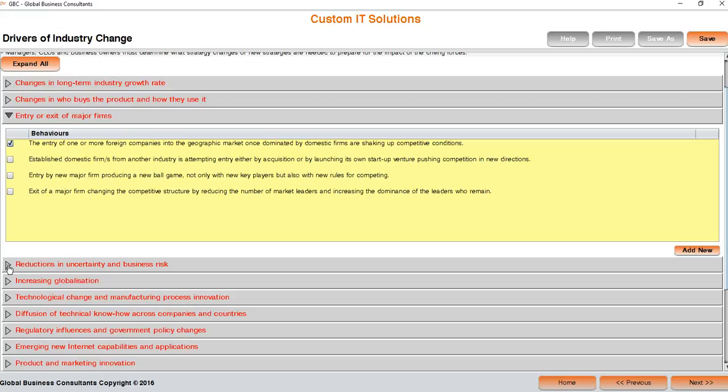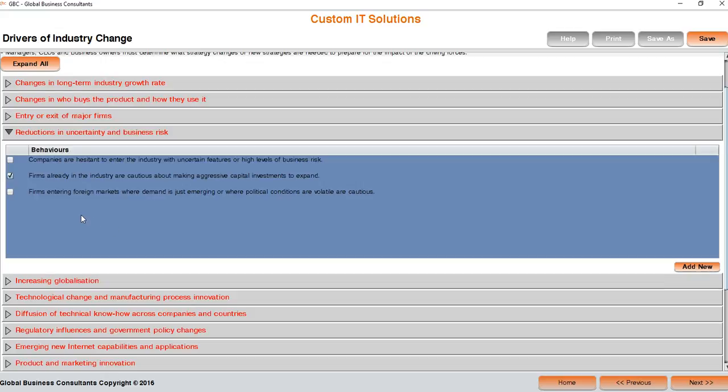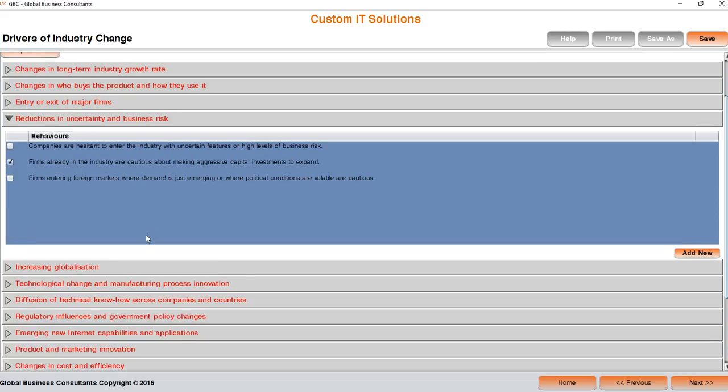Next, I'm going to click on reductions in uncertainty and business risk. The behavior that was relevant to our company is firms already in the industry are cautious about making aggressive capital investments to expand. We've seen that Top IT Solutions and Custom Coder, from our previous video, have made very small investments, but nothing of significance.